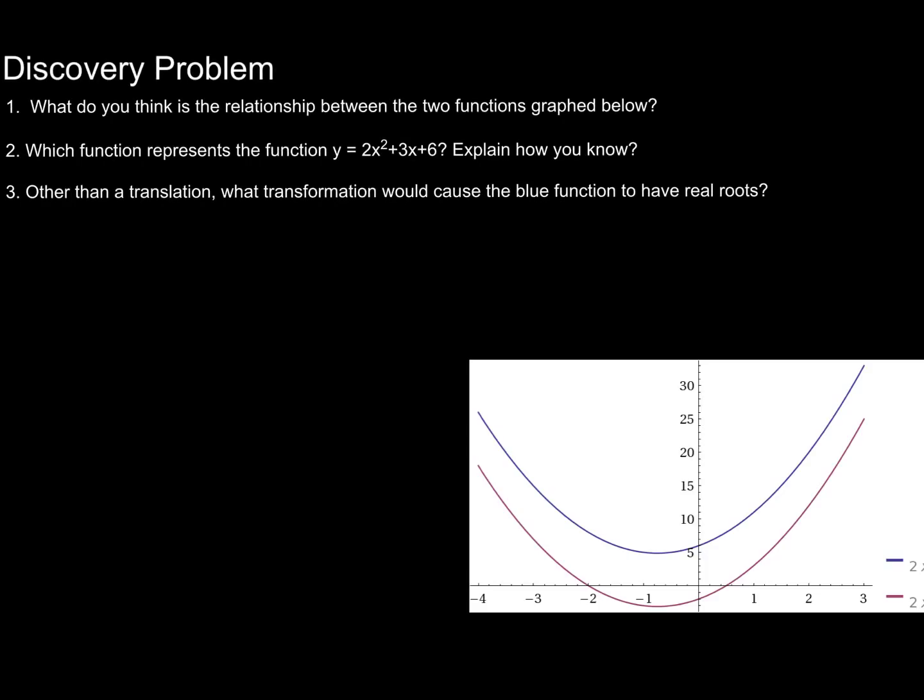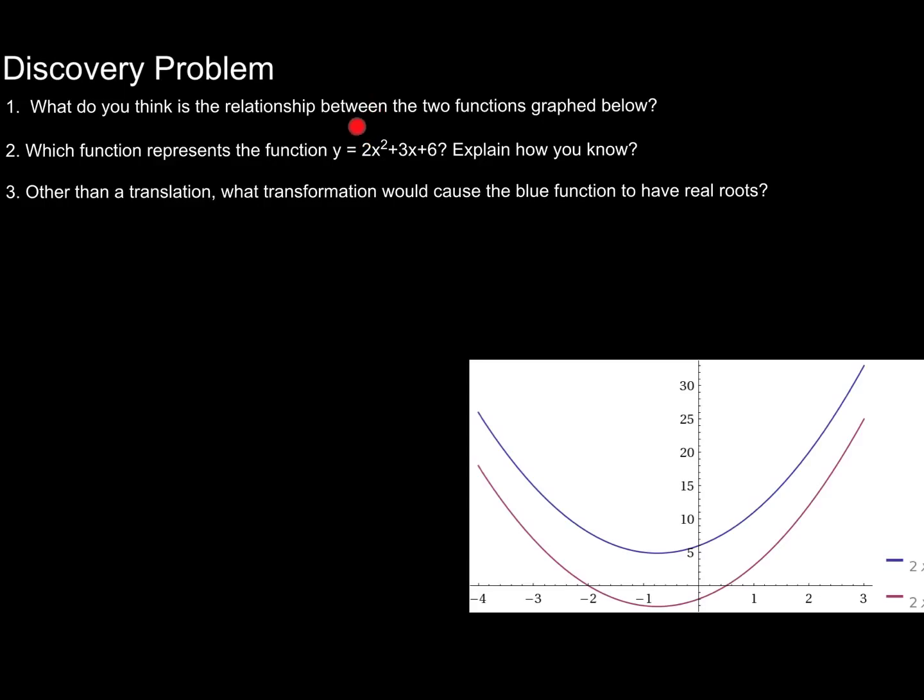So there are a couple different ways that you could actually ascertain which function is represented by this equation here. And one way is to actually solve for the roots, so to set y equal to 0 and solve for x, and then check the discriminant. And that would tell you whether or not you're going to have real or complex roots.